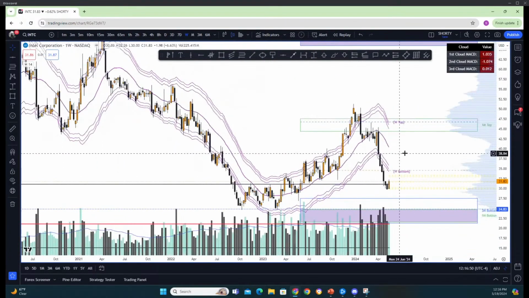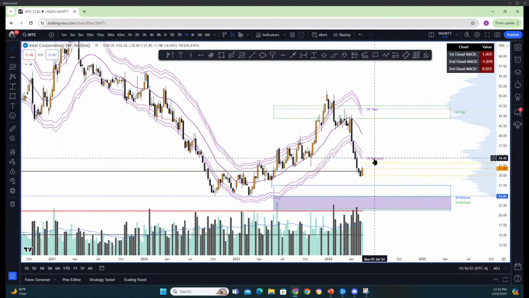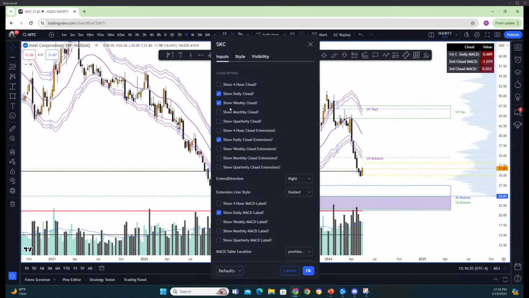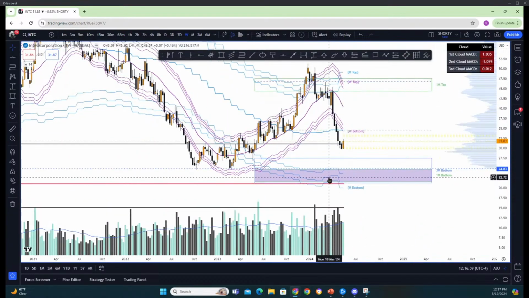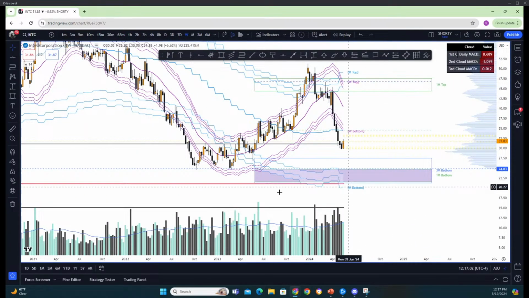So if you look here, here's the weekly top and the bottom, and then you can of course change these as well. So if I do monthly clouds here, you'll see that as well. Here's your monthly bottom, and you see how it kind of corresponds to it as well.